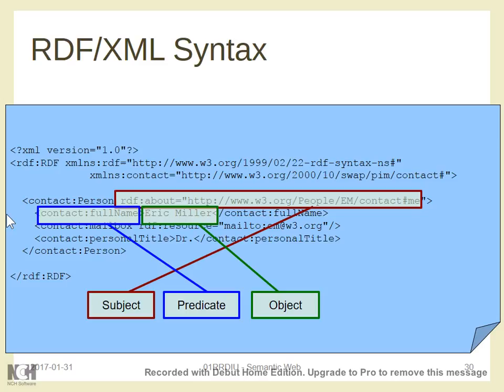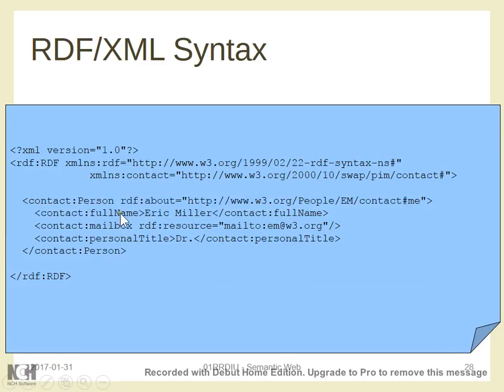What are we saying about this person? Well, nested inside this element, we have other XML elements that correspond to the different predicates. One, two, three predicates about that specific subject node. The first one is a predicate of contact:fullName. And the object of this predicate is the textual content of the element. You see here, contact:fullName is the name of the predicate. Eric Miller, the text content of this element, is the value, because it's a literal value in this case. And so we have one subject with three different predicates that use that node as a subject.